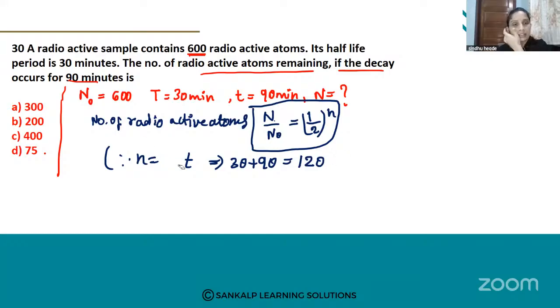Here n is equal to t divided by T. Here capital T is nothing but the half-life period and small t is the time in which decay occurs, in minutes. Then substitute: 90 divided by 30. What do you get? 3 ones are 3, 3 threes are 9.